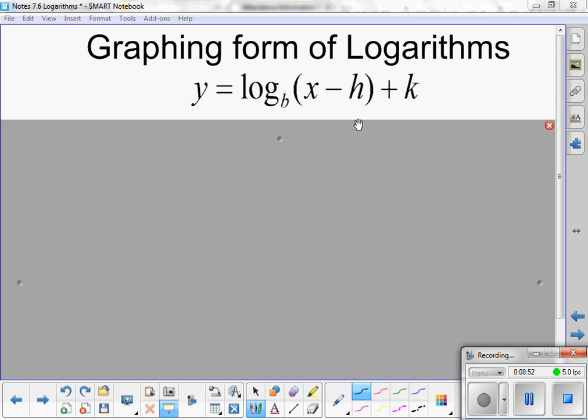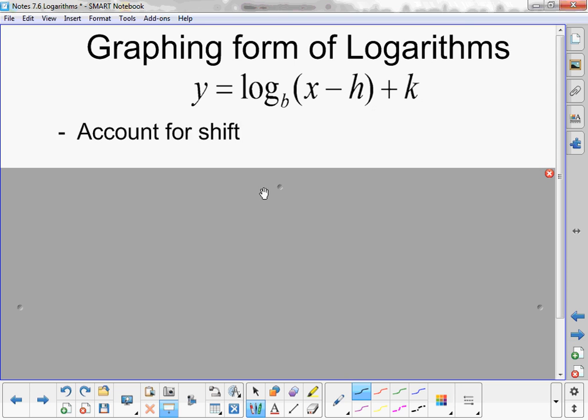So graphing logarithms. Now, you'll notice that we have h and k still. This keeps coming up. These are our shifts. H is our horizontal shift. K is our vertical shift. So inside opposite for h, and k just goes up and down.